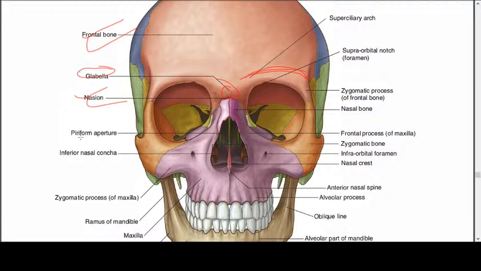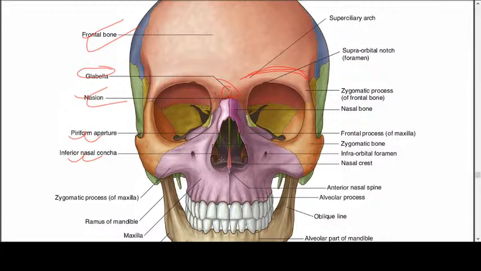Glabella, piriform aperture. So what is the piriform aperture? This is the aperture present between the two nasal bones. This one is the piriform aperture. I just know that it is the part where the nose is attached. Then the inferior nasal concha.